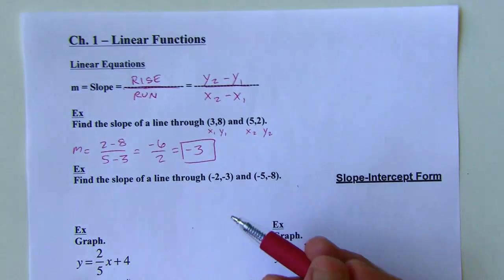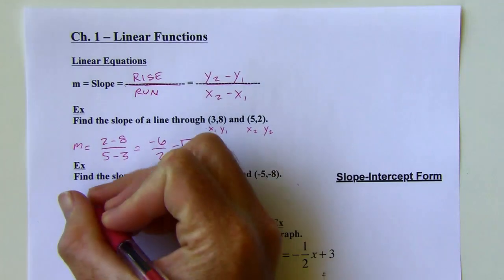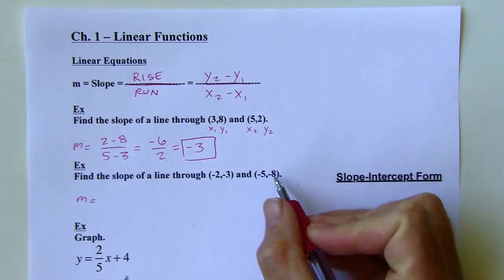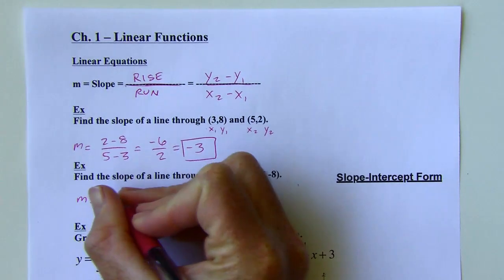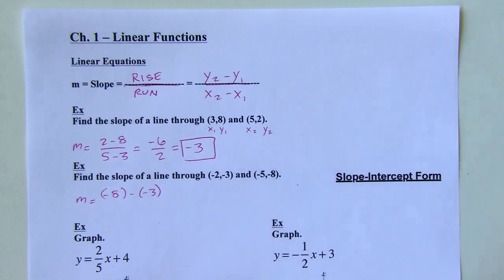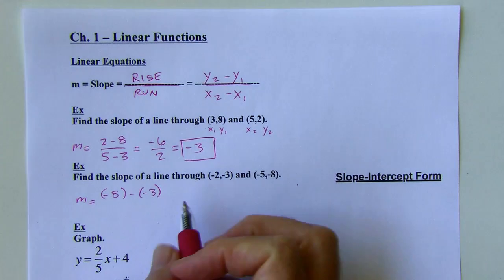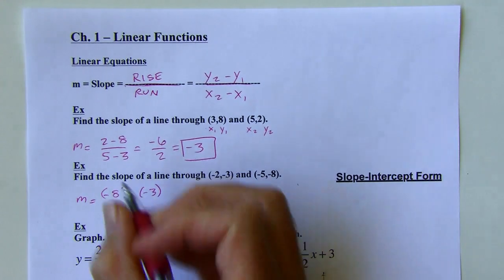Okay, so here's another problem just like it. You can pause the video and try this out on your own if you like. I'm going to get straight to it. So I'm going to subtract my y's first. Negative 8 minus negative 3. So heads up, there's a double negative there. I was just using the parentheses to show, hey, it's that minus that. And then on the bottom, negative 5 minus negative 2.